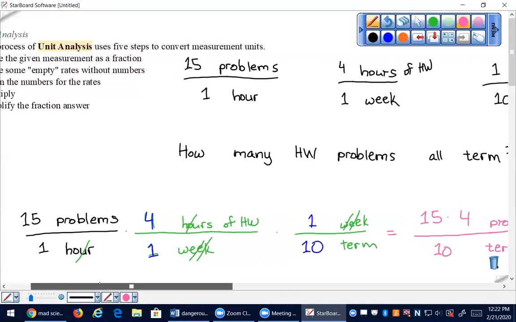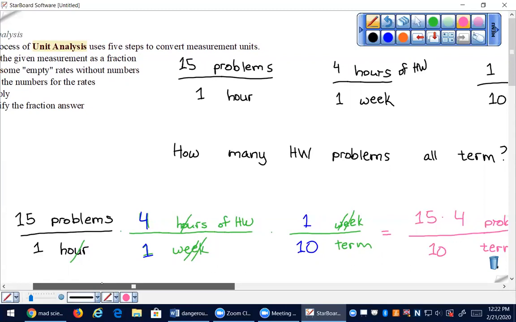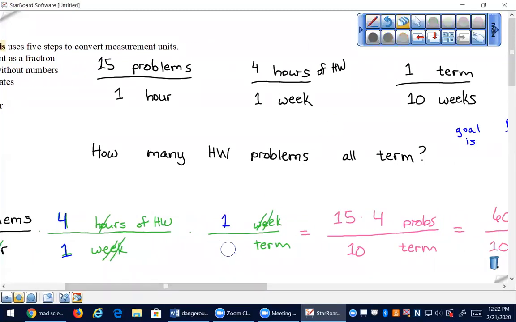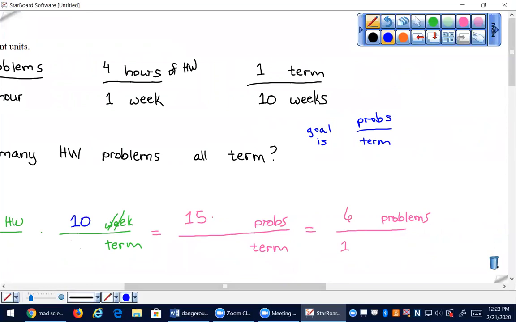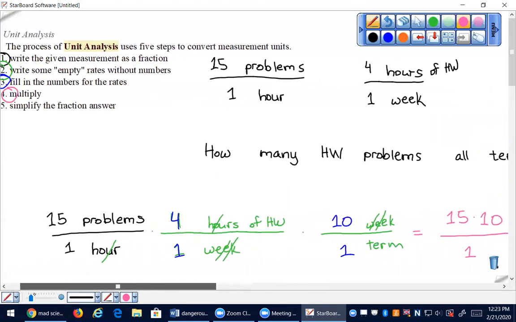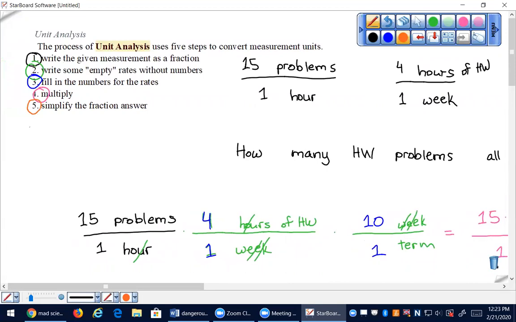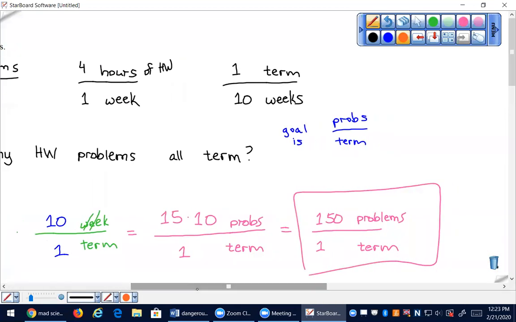What happened to, isn't it just one term? Yeah, I did this backwards. This should be 10 weeks in a term, not the other way around. Okay, so this was 10 weeks in one term. So 10 and 1, so 150. Problems for one term. There we go. Top divided by bottom in this case, well, if the bottom is 1, then dividing by 1 doesn't change anything.